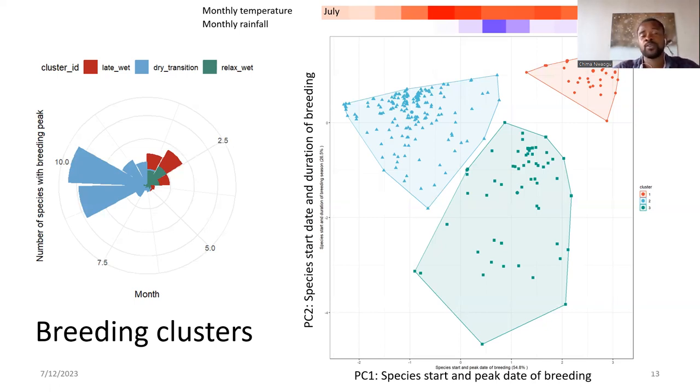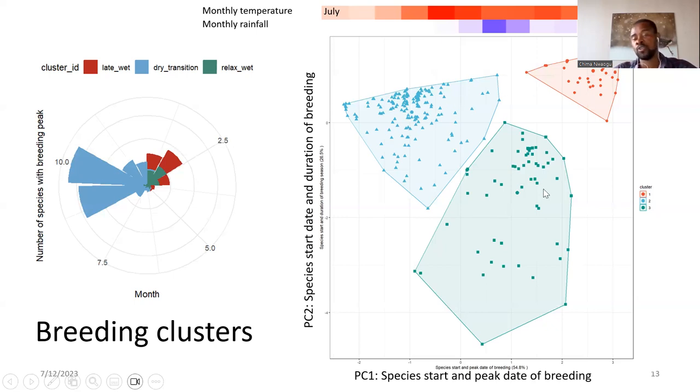But one thing that you cannot rule out is the fact that there's still sufficient productivity to have the parents in good condition to lay the eggs and raise the young. So let me quickly go back to the last cluster here, where you see a group of species that breed much more flexibly. So there are species with a longer breeding duration, all clustered in the third place.